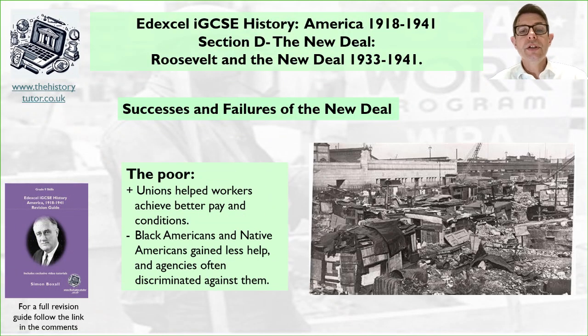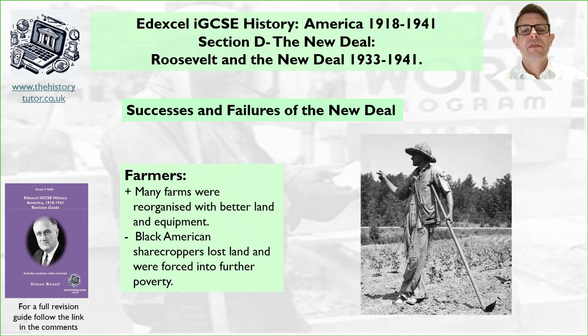What about the poor? Well, unions helped workers achieve better pay and conditions, but Black Americans and Native Americans gained less help, and agencies often discriminated against them, particularly if you think about something like the CCC helping fewer Black Americans. Farmers: many farms were reorganised with better land and equipment. Black American sharecroppers lost land and were forced into further poverty.